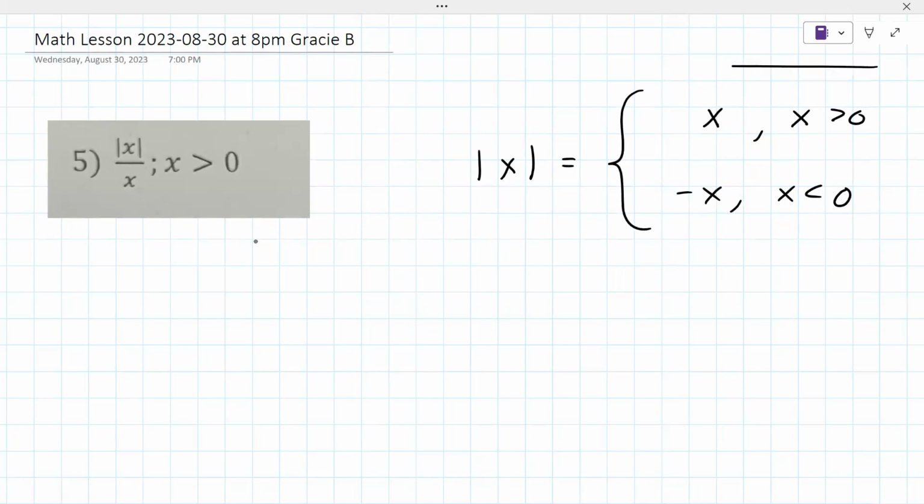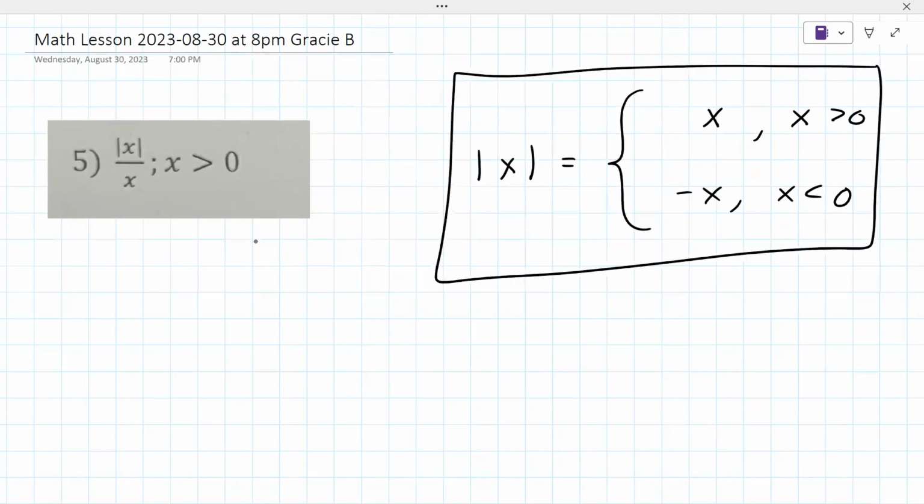So do you get a cheat sheet on your test or reference sheet or anything like that? No, nothing. Okay, so you'll have to know this. I mean, it's pretty straightforward. Basically, it's x if x is positive, negative x if x is negative. And in this problem, you're going to replace that absolute value of x with just x, like that.